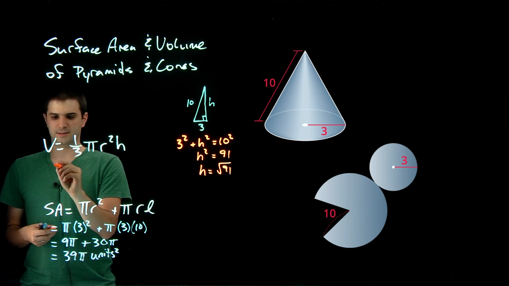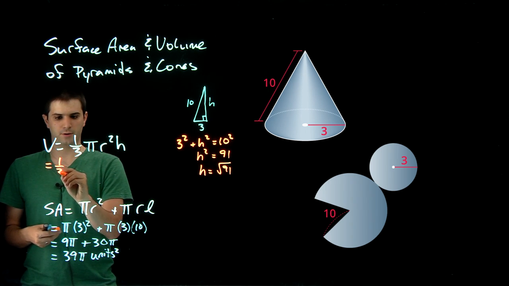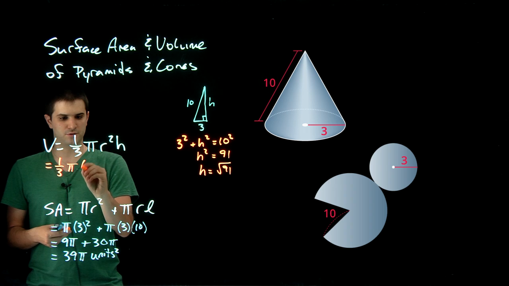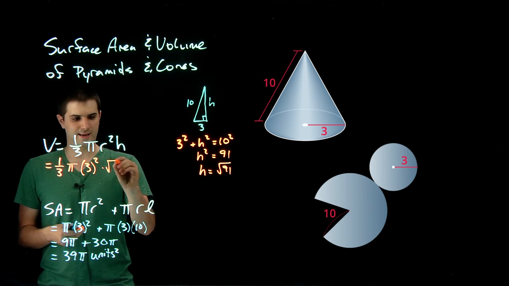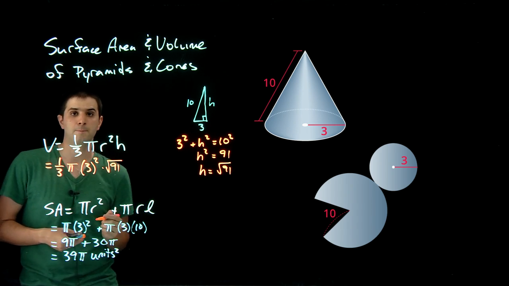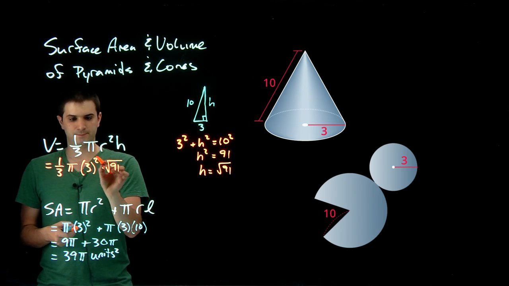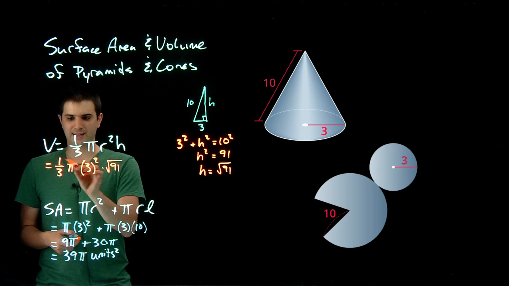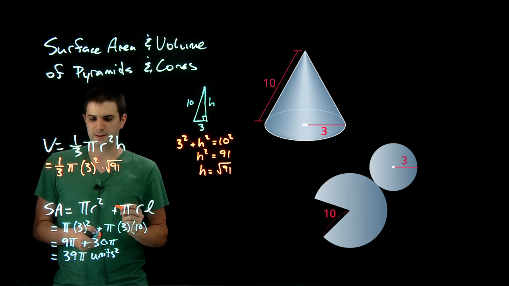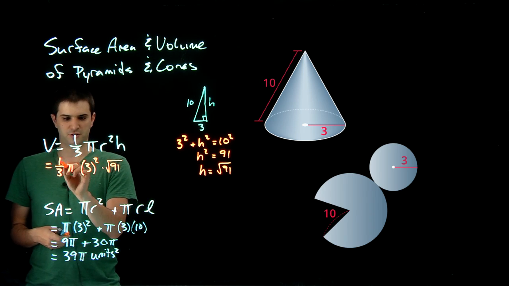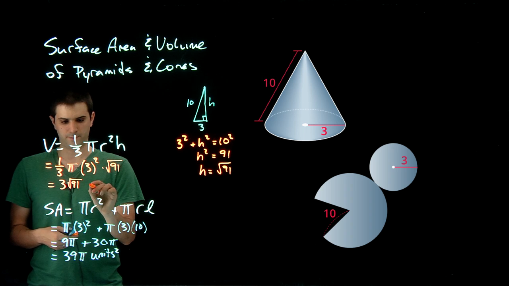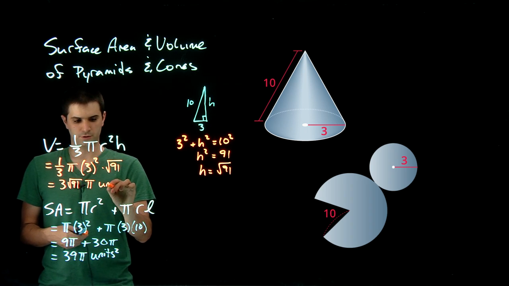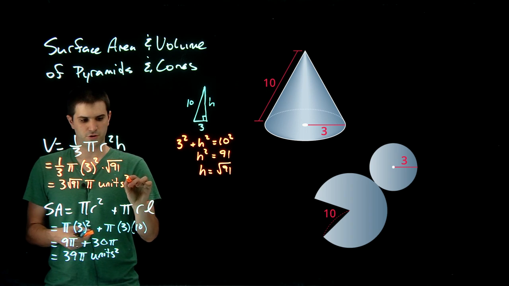So this is going to be, let's see here, volume will equal 1/3 pi times r squared times h. Okay. So this is 9. All right. 9 times 1/3, or 9 divided by 3, is 3. Okay, so this is 3 root 91, 3 root 91 pi units cubed.